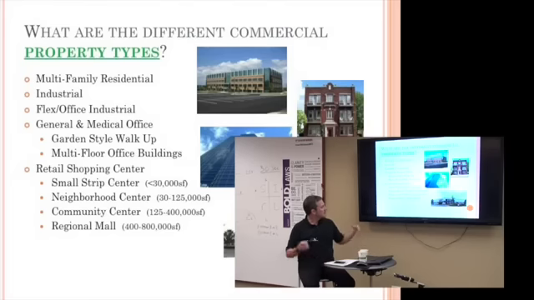Then you start getting into regional malls. Let me back up a second. Community centers also start to include what they call category killers, which are Home Depot, Lowe's, the Costco elements to them. They sometimes are components of those.